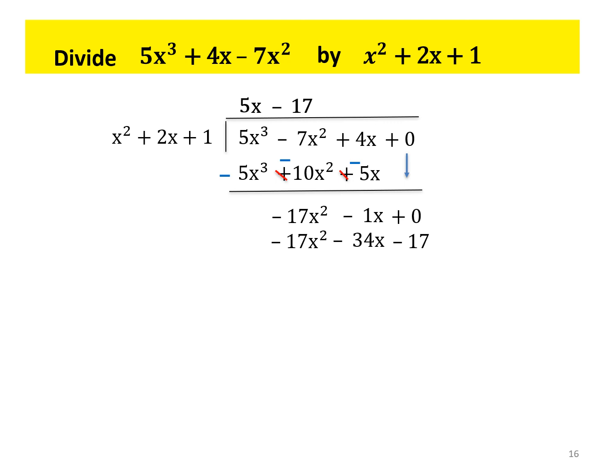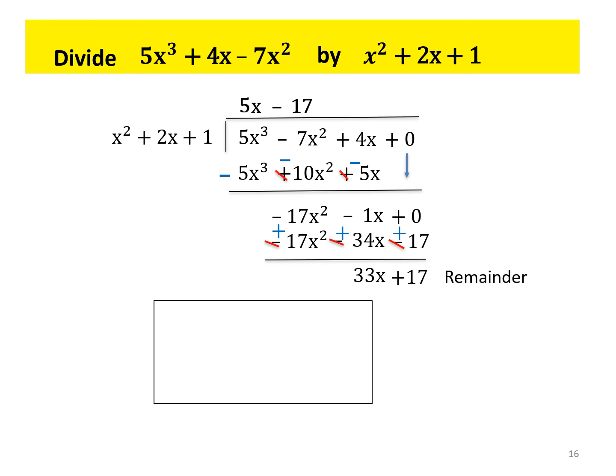Now you know what we're going to do next. Draw the line, change the signs. And the first term is gone, and we have a negative 1x and a positive 34 is a 33x, and then we have a 17. Going over to bring down another term, well, there isn't any, so you are done. 33x plus 17 is your remainder. And this is going to be written as 5x minus 17, remainder of 33x plus 17 over the divisor. And remember, put the plus sign in there. And this is your answer.